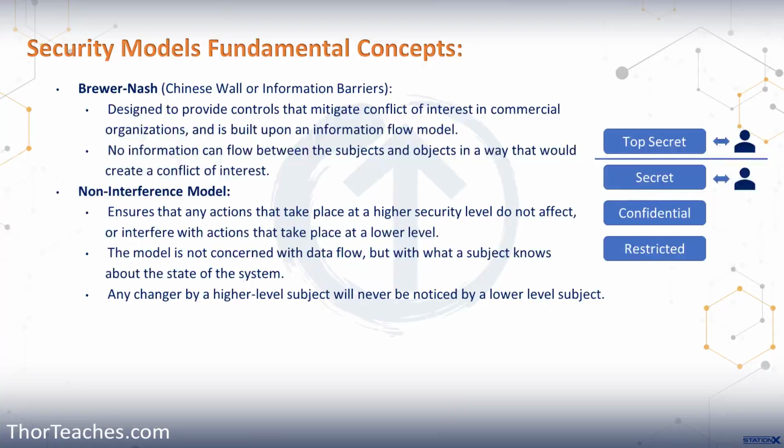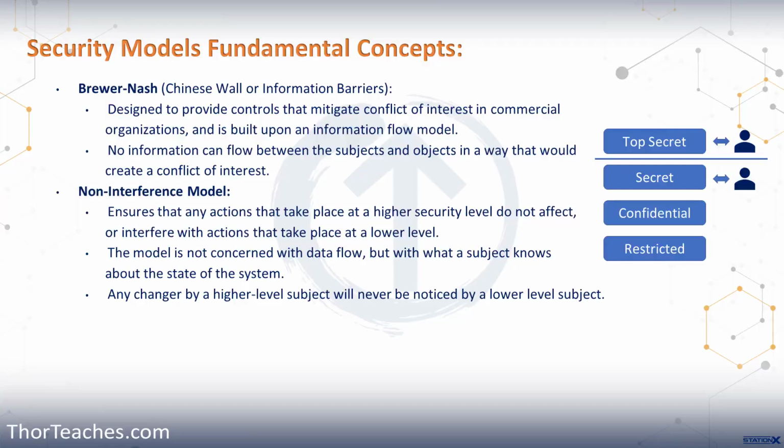Now we have the Brewer-Nash model. If you look at some of the older books, you may see it referred to as the Chinese War model, but I don't think I've seen that phrase in the last 10 plus years. The only other one, other than Brewer-Nash, I have seen is information barriers. It's designed to provide controls to mitigate conflict of interest in commercial organizations, and it is built on an information flow model. No information can flow between subjects and objects that would create a conflict of interest. And we limit the access that subjects have to the objects based on that.